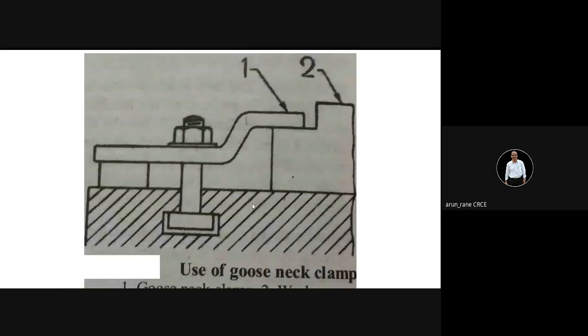See, this is how it is clamped. Now this is your workpiece. This is your table in which you have a slot. In the slot we have put a T bolt, and this is a clamp, a step type clamp.